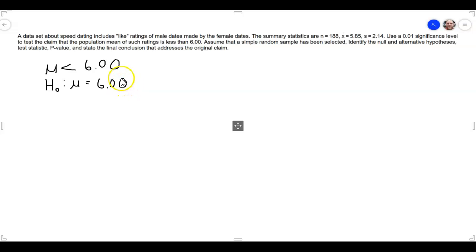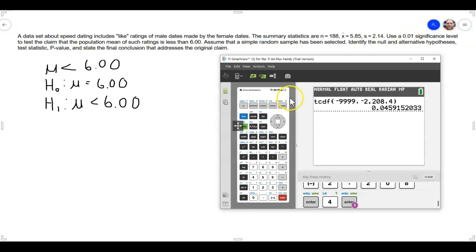And for the one-tailed tests, which this is, which includes where the claims are either less than or greater than, it always matches our claim. So the alternative hypothesis is less than 6.00. All right, now to put all this stuff in our calculator.